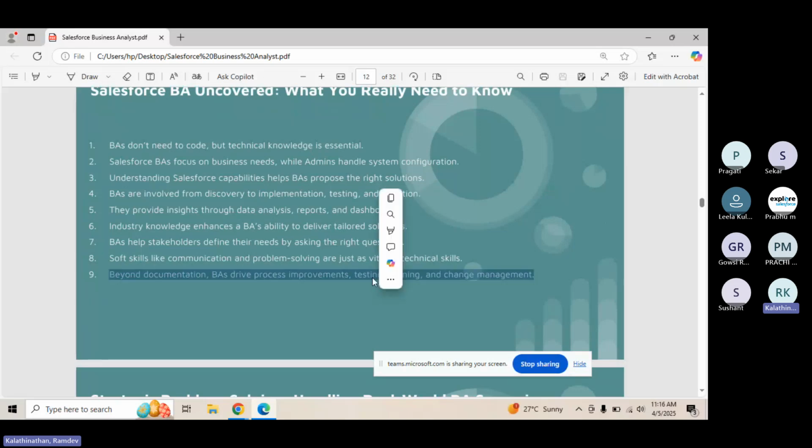Testing is again, in a few companies it is yes, in a few companies it is no. But if the company asks us to do it, then we are liable for this also, right? So this is something that is there.